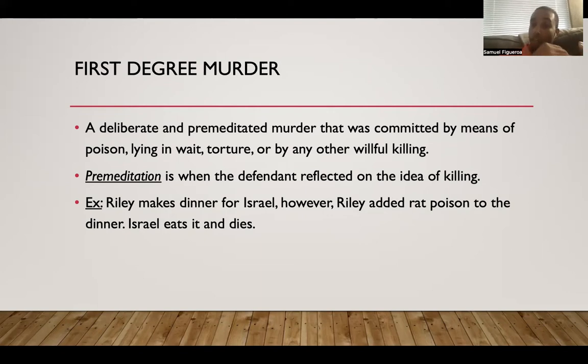Therefore, premeditation is satisfied, and there is deliberation in the situation because not only did Riley think about the killing and want to do it, but he also acted on it by adding poison to Israel's dinner and giving it to Israel. And when Israel eats it, he dies. As you can see in our first bullet point here, first degree murder includes poison. Therefore, in this example, in the third bullet point, excuse me, Riley will in fact be liable for first degree murder under Nevada law.